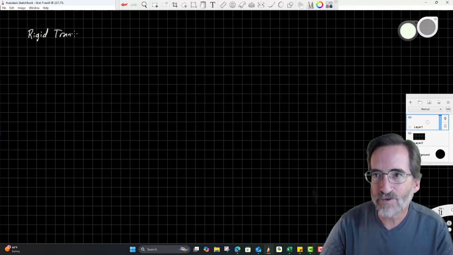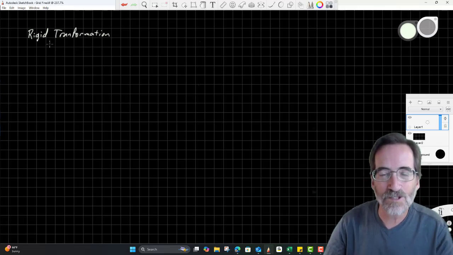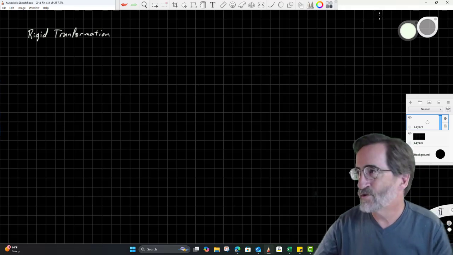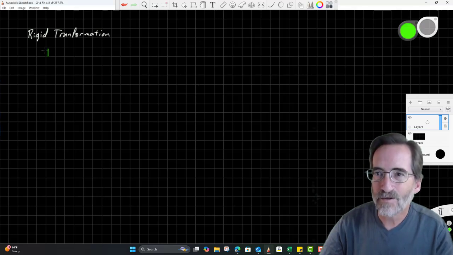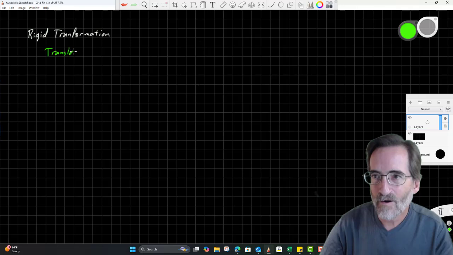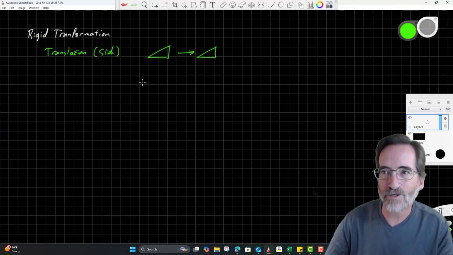Rigid transformations are transformations in which the shape does not really change in itself, it just changes location. Okay? That is, it remains the same shape. So the three types of rigid transformations are translation, in which you can think of it as a slide. One object slides to a new location. Doesn't spin, doesn't flip. Okay, a slide, translation.